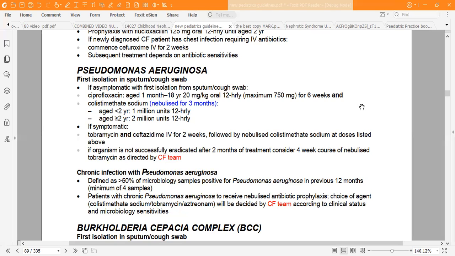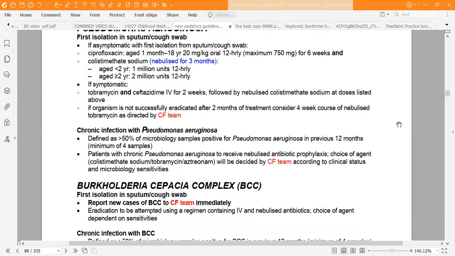After discussion with the CF team, they have the upper hand here, and you cannot do or prescribe any treatment for CF patients without discussing with the CF team.